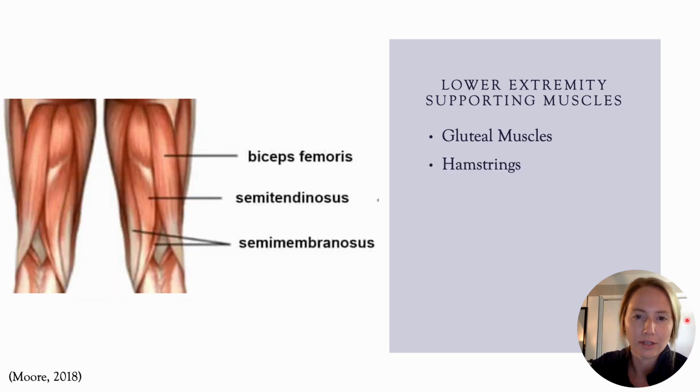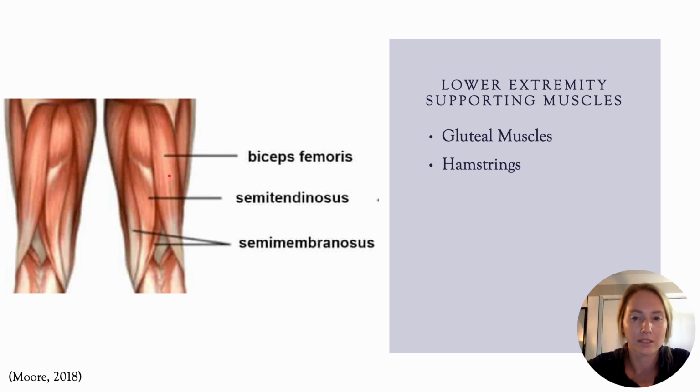Next is our hamstrings. So we've got a few muscles here. So semitendinosus and semimembranosus work together to extend the thigh. They also will flex the knee and rotate it medially when the knee is flexed. And then when the thigh and leg are flexed, they can work to extend the trunk out.